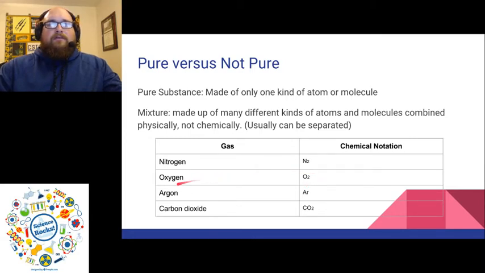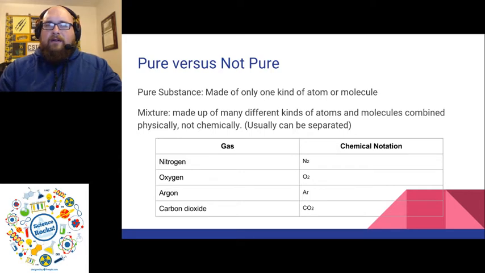Okay, let's move on. Now we have argon. Argon is a very unique gas. It is found on Earth fairly easily in the atmosphere, but it is also in a very special place on the periodic table where it does not like to react with things. Well, argon's chemical symbol is Ar. And as you notice, up here for nitrogen and oxygen, each only had one letter, but that letter was capitalized. Argon has two letters, the first one being capitalized and the second one being lowercase.